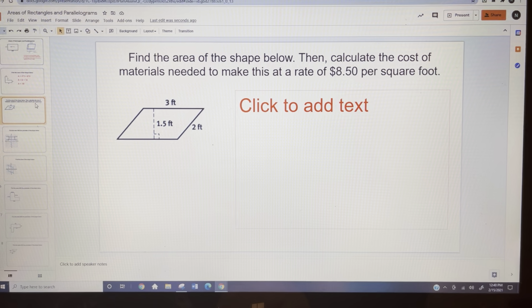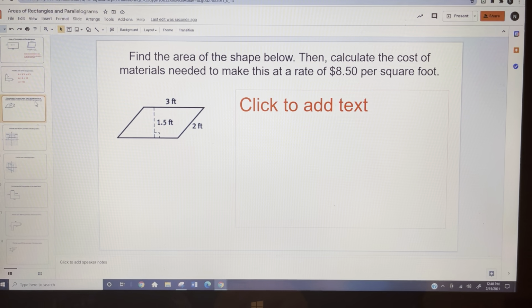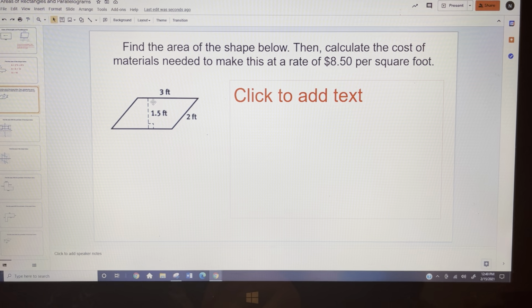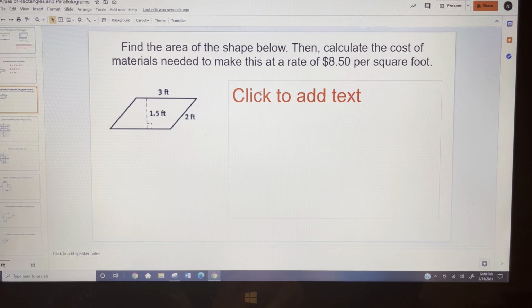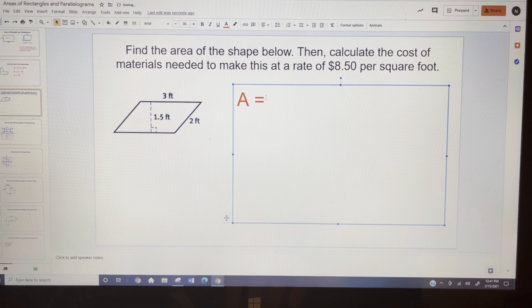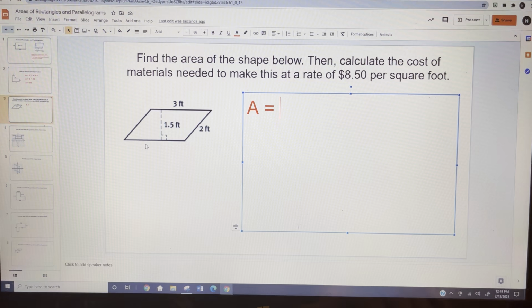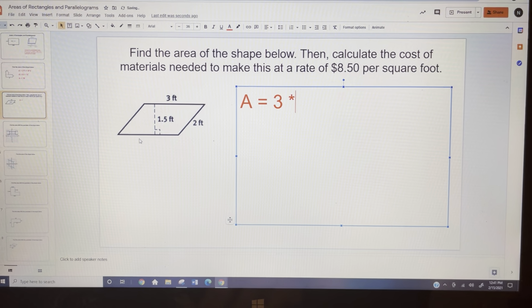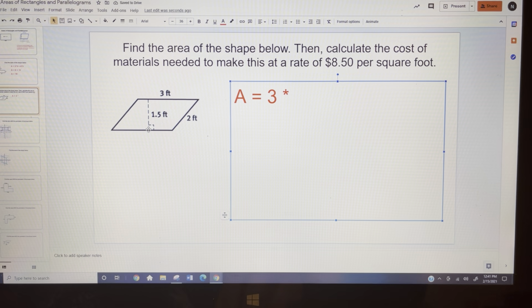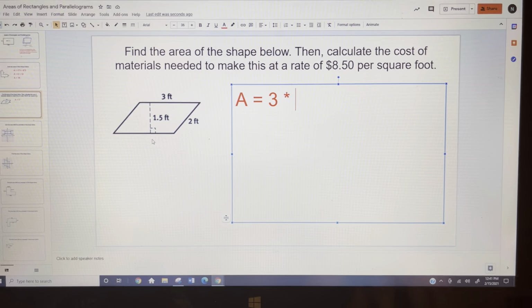For the next slide, it says find the area of the shape below, then calculate the cost of materials needed to make this at a rate of $8.50 per square foot. So first I need to find the square footage, which is just finding the area. This is a parallelogram, so I'm going to use base times height for the area. The base is 3, the number at the top. It would be the same number at the bottom. Then I need to multiply that by the height. Well, there are two numbers. You need to pick the height that is formed at a right angle. Right here I have the right angle, so the height is 1.5.